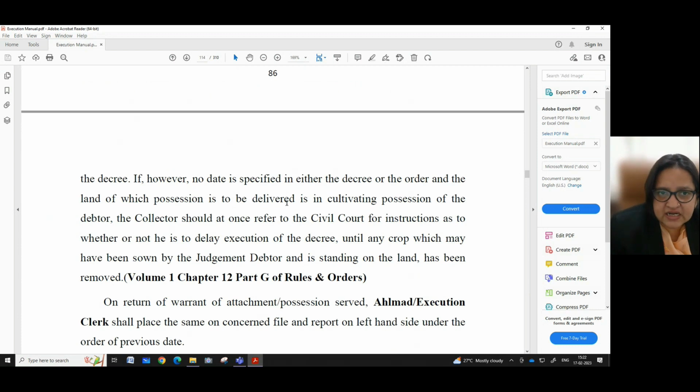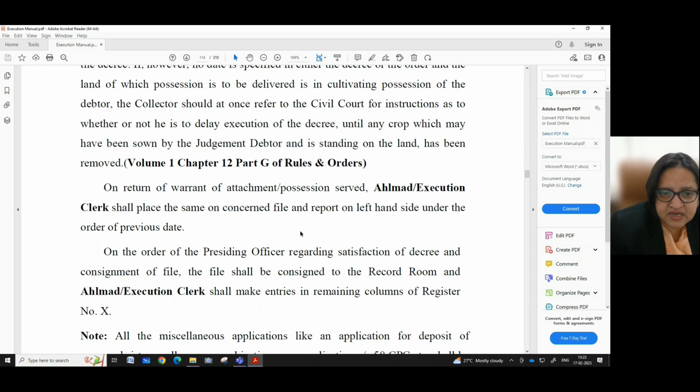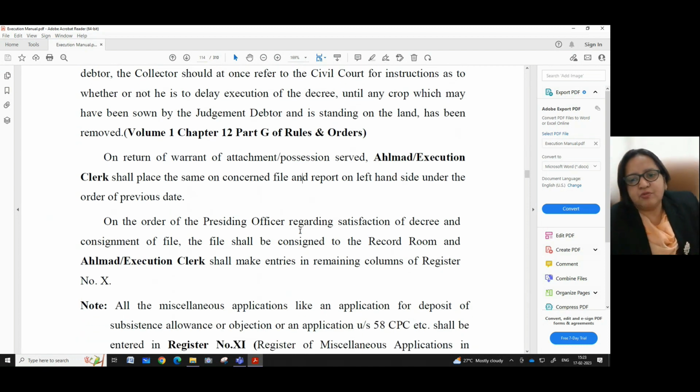If, however, no date is specified in either the decree or the order and the land of which possession is to be delivered is in the cultivating possession of the judgment debtor, the collector should at once refer to the civil court for instructions as to whether or not he is to delay the execution of the decree until any crop which may have been sown by the judgment debtor and is standing on the land has been removed. Volume 1, Chapter 12, Part G of Rules and Orders. On return of the warrant of attachment or possession served, the Ahlmad or execution clerk shall place the same on the concerned file and report on the left hand side under the order of the previous date.